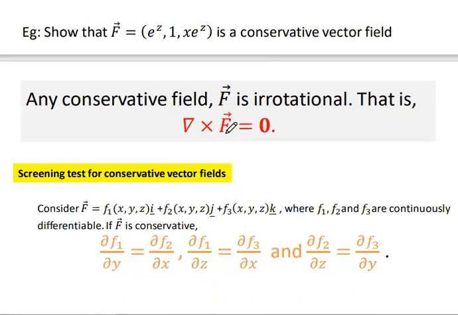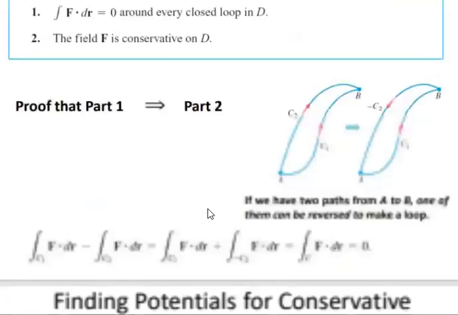When you simplify this, if F is a conservative field, it is always irrotational. That means when you simplify the curl of the gradient of phi, this is always equal to zero. That means if the field is conservative, it is always irrotational. Any conservative field is irrotational. Later I will explain that to you.